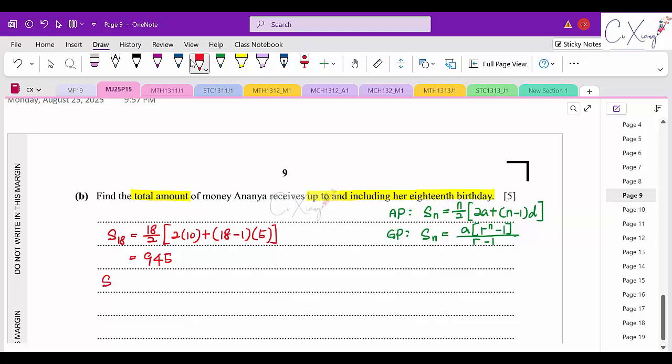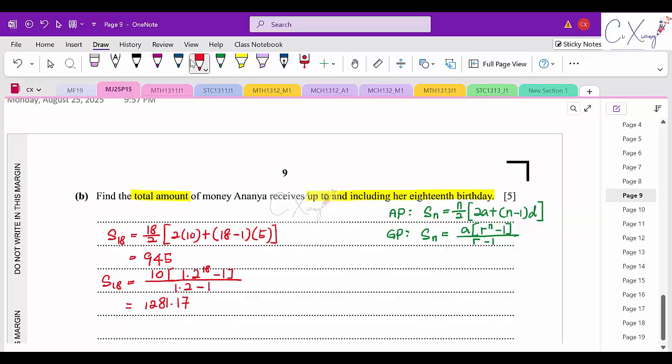The sum of money from the mother will be a(r^n − 1) divided by (r − 1), where a is also 10, r is 1.2, and n is 18. So I have 10 times (1.2^18 − 1) divided by (1.2 − 1). For this question, you'll get the amount 1281.17. When we are talking about money, we use two decimal places, down to the cents.